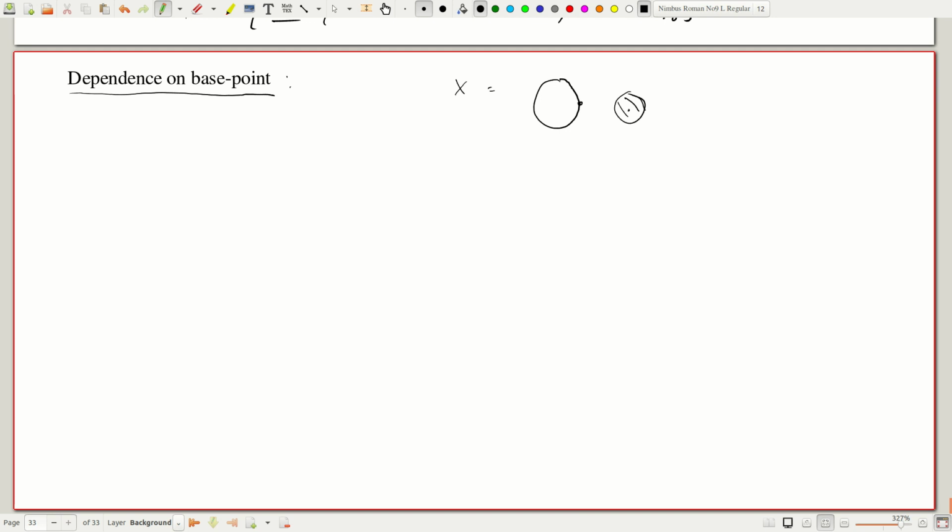So if I took the base point here, or at this point x0, the result is very, very different, because any loop here sits in this component, any loop here sits in this component. So let's first record a clear and easy observation. Suppose we have x hat contained in x, the path component containing a base point, let's say x0 in x hat.